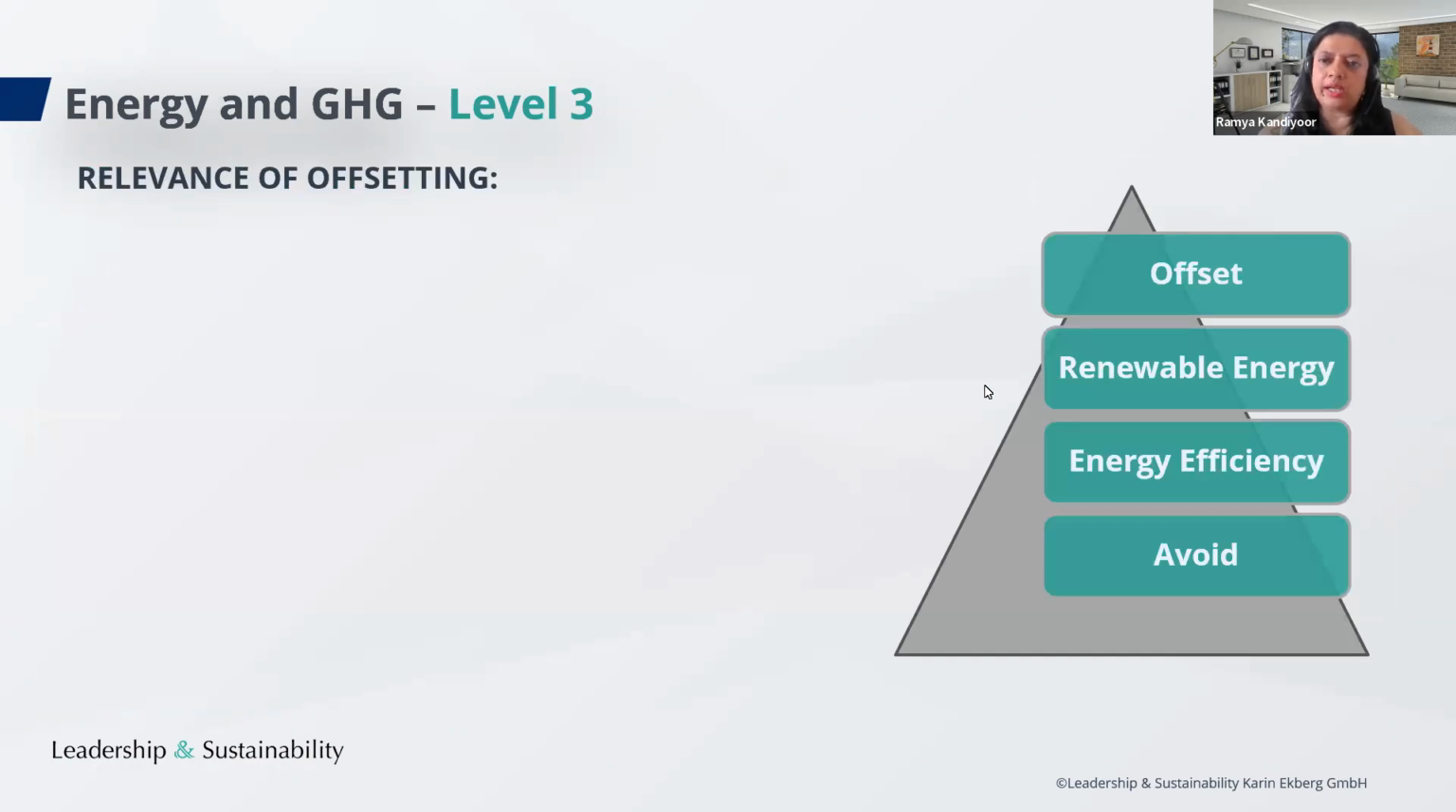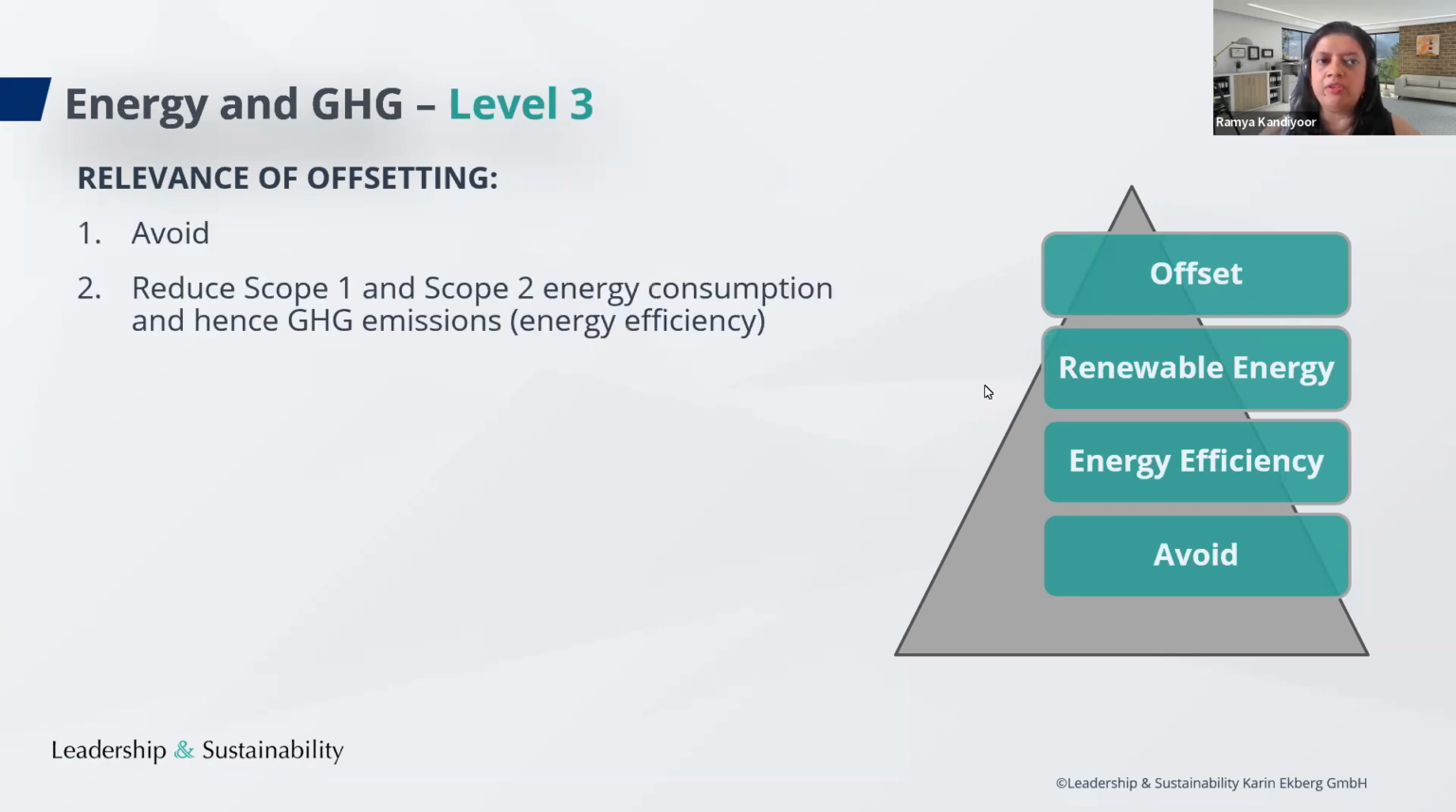And we often hear that companies wish to offset their GHG emissions. This is actually a great step to take, but we are of the opinion that there are many other vital steps that have to be taken before you begin with your offsetting. Here are some of the most logical steps to take with regard to reducing your energy consumption. Firstly, you would be required to avoid, that is the most ideal way. But if it cannot be avoided, try and reduce your scope 1 and scope 2 energy consumption.